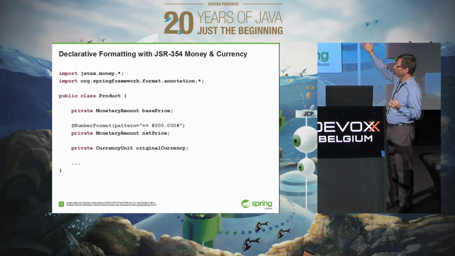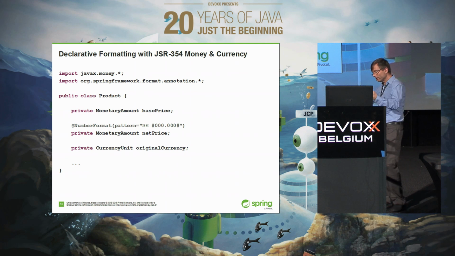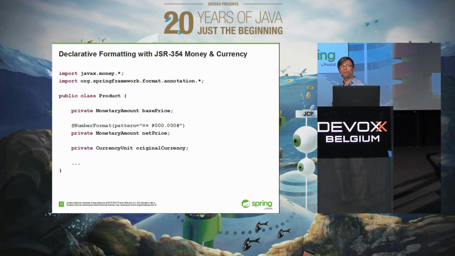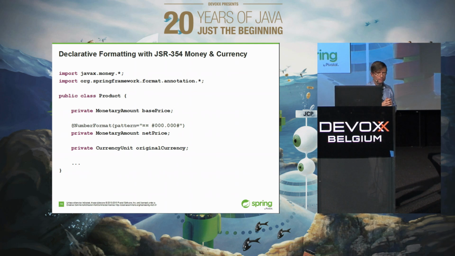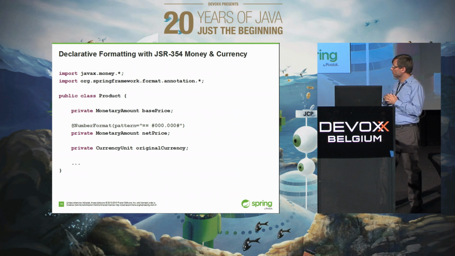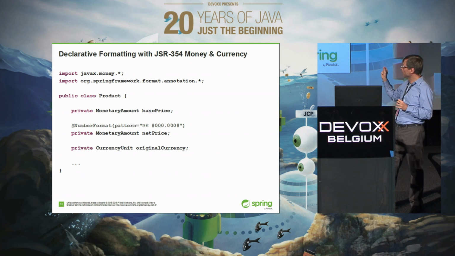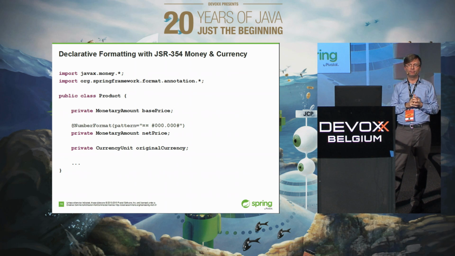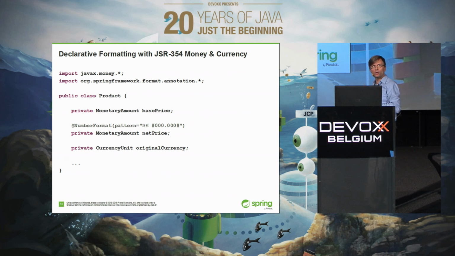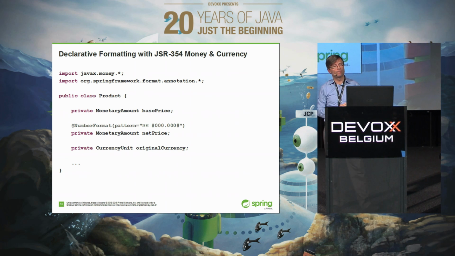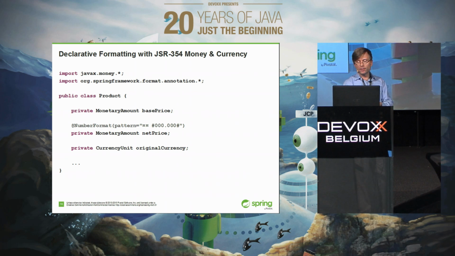So the base price is going to be parsed with the standard setup in a JSR 354 money and currency provider, whereas the net price field below comes with a number format annotation. It's going to be parsed exactly according to that number format representation. So same idea as with the java.time or Joda-Time types. So that's pretty new because JSR 354 is pretty new. It only went GA in April. We shipped this in July here, so the timing just about worked out.